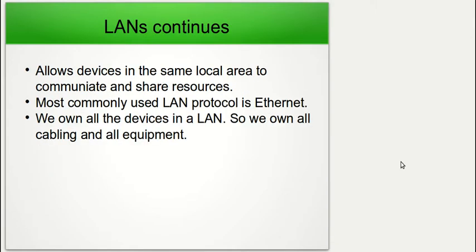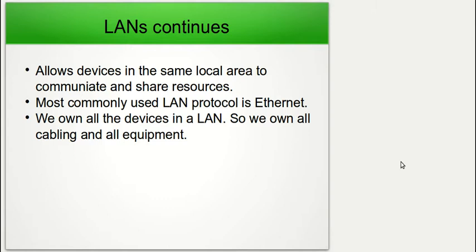With a local area network, like I said before, it allows devices in the same local area, whether that be the same house, the same building, the same floor, or a bunch of buildings which are in a close area to each other in the same neighborhood, to communicate with each other, share information, share resources, and access different resources as well, like file sharing resources, automatic IP addressing, and web server resources.